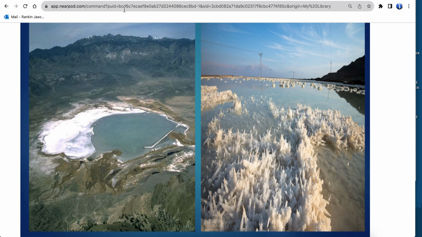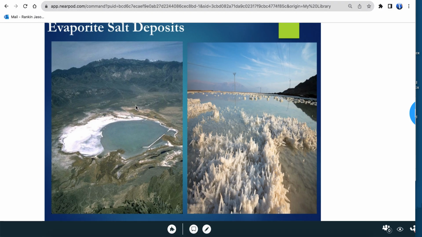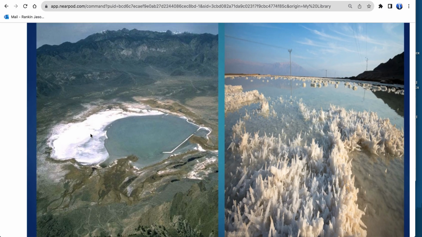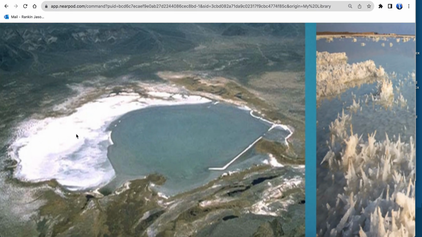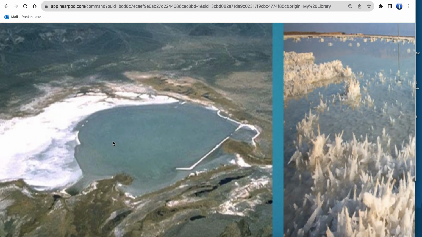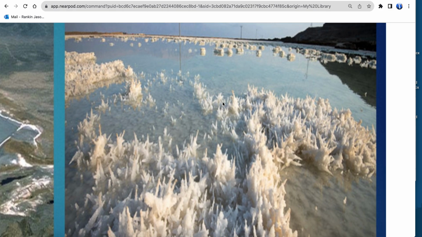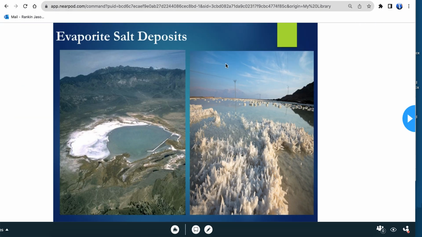All right, here are some more examples. Here is the Great Salt Lake in Utah. It takes whatever was dissolved in that water. Here is your basin. This water evaporates, and what gets left behind is going to be your salts, whatever was in solution. Here's a close-up picture of it, and you can see the salt crystals forming as the water evaporates. It's pretty cool.